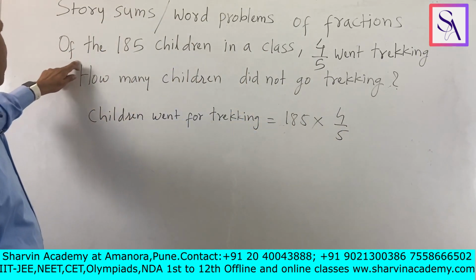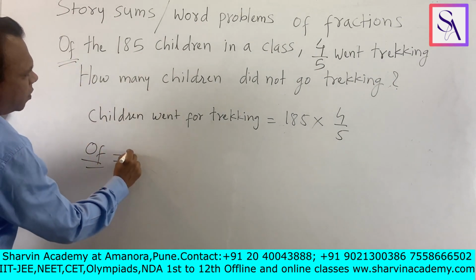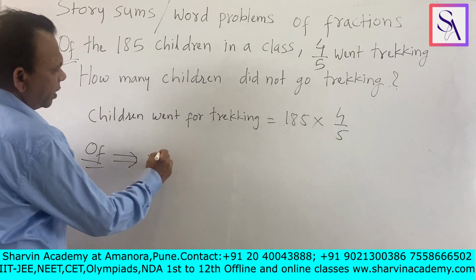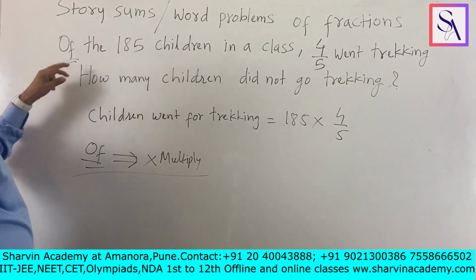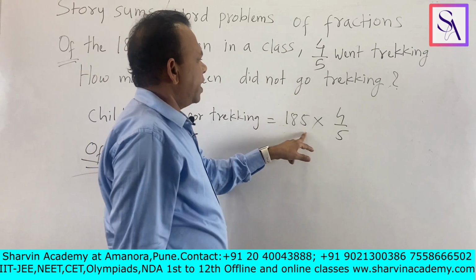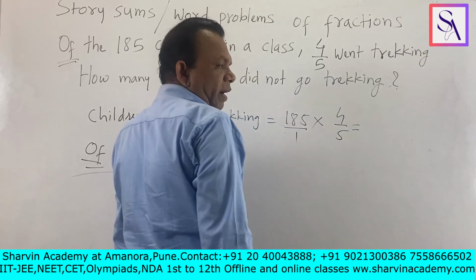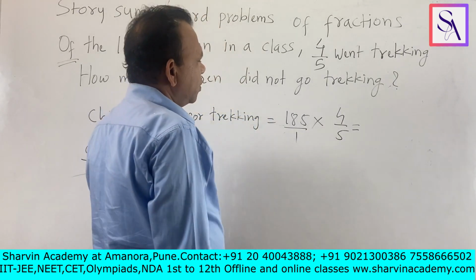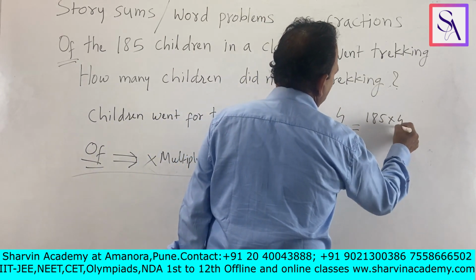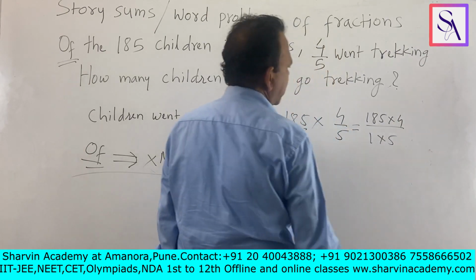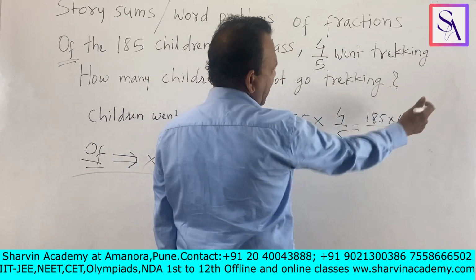They have written "of" at the start. So "of" is a keyword. Of means multiply. This is a keyword here. Of 185, right? So 185 into 4 by 5. How much? Below 185, 1 is there, so you have to multiply 185 into 4, 1 into 5. We have learned multiplication of fractions. If you can reduce it or cut it, you can do that.